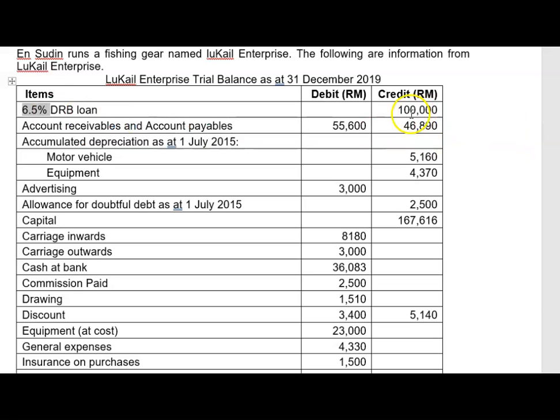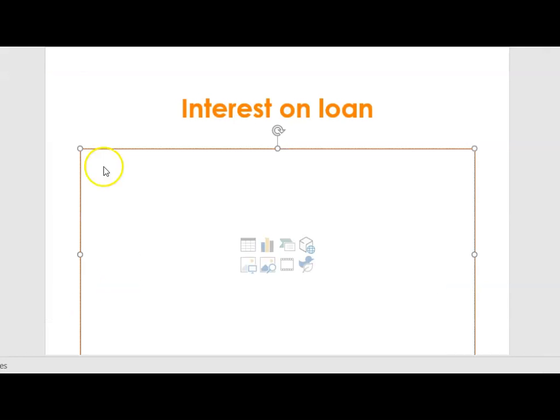6.5%, and the amount is 100,000, the principal value. Now we need to calculate the interest on loan. The formula for interest on loan is PRT: principal multiply with the rate and multiply with the time.